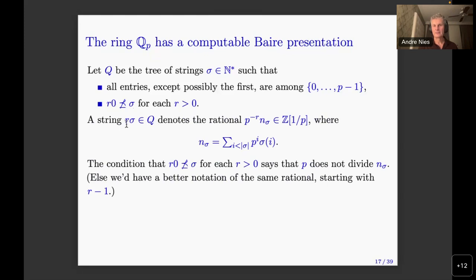And the idea is, of course, that r of sigma denotes p to the minus r times n sigma, where n sigma is simply the integer given by sigma as a reverse base p representation. So n sigma is this sum here. So you start with the most significant digit. No, sorry, start with the least significant digit. Other than what you do when you write down the monthly expenses or so. So this condition simply says that p does not divide n sigma, because then I could as well take r minus one as the first entry to get a better notation. So it makes it non-redundant.